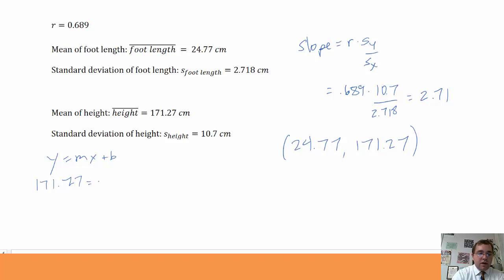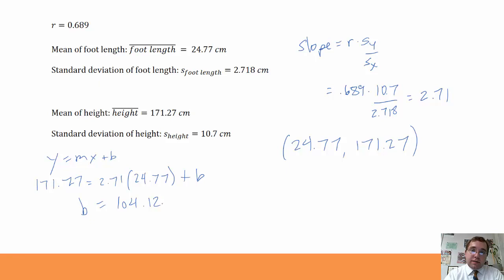171.27 equals 2.71 times 24.77 plus b. Solve for b, and b is 104.12. Very good. So the equation of the line, and I could use y and x, but I would have to make sure I've defined what y and x are. I don't believe that I've done that so far. So instead, I will use the words, which is perfectly fine.